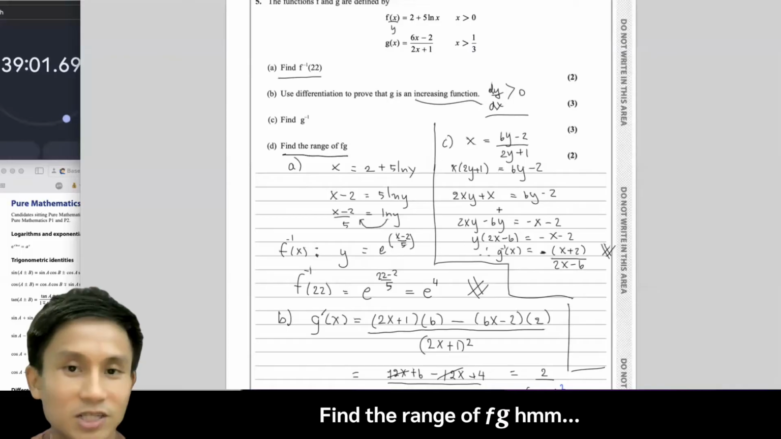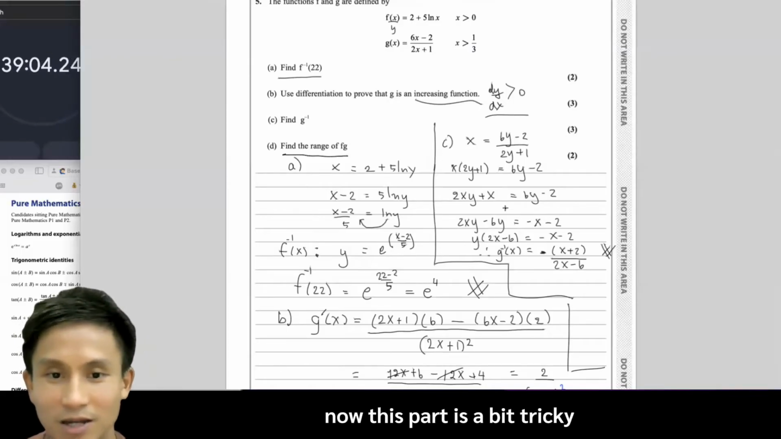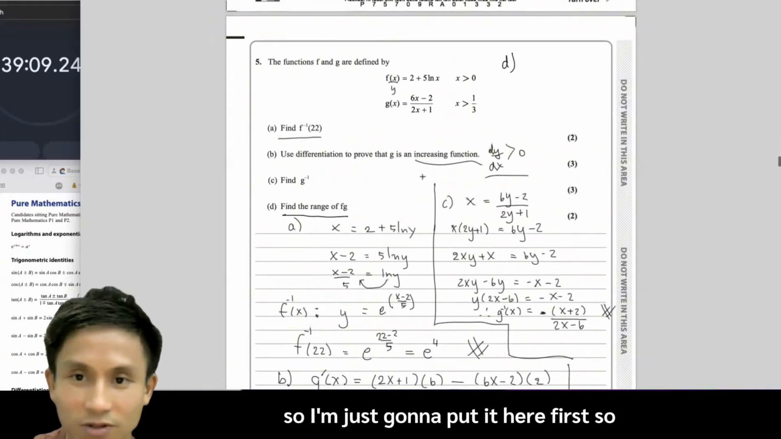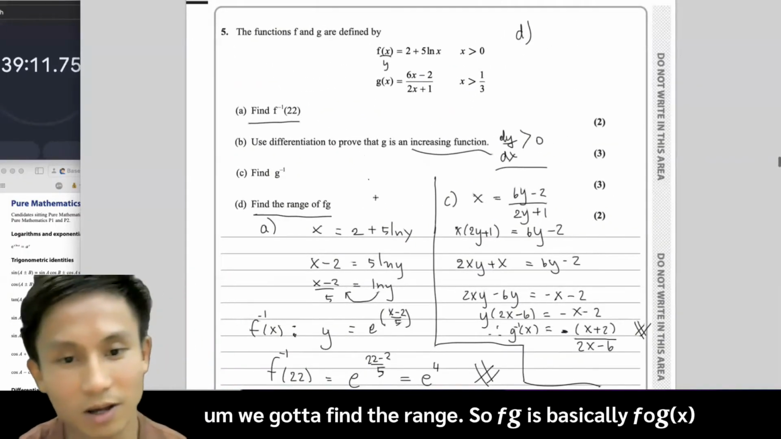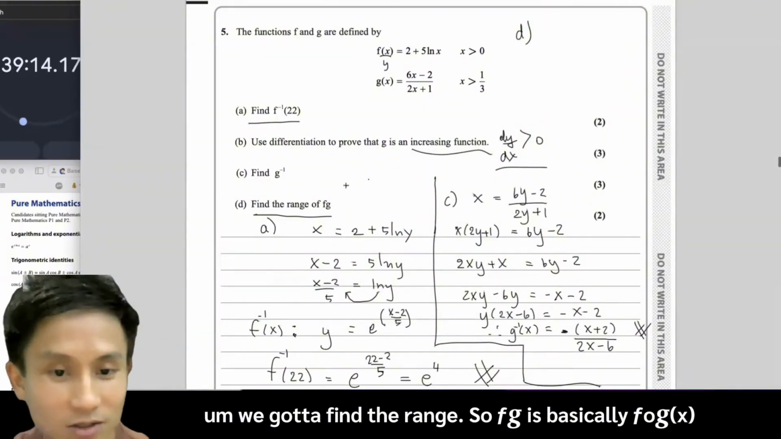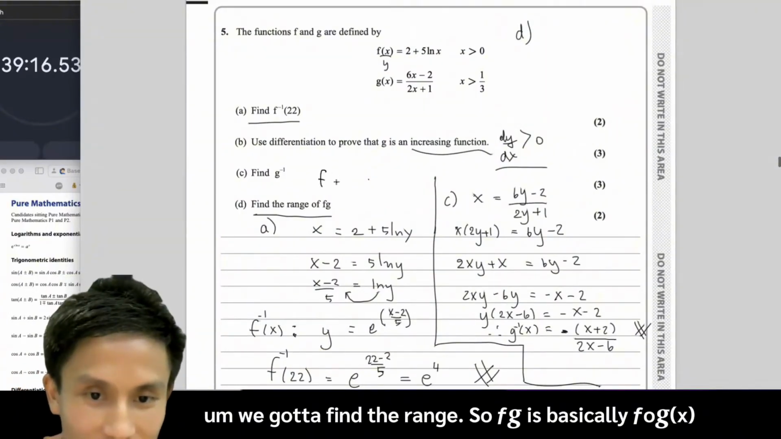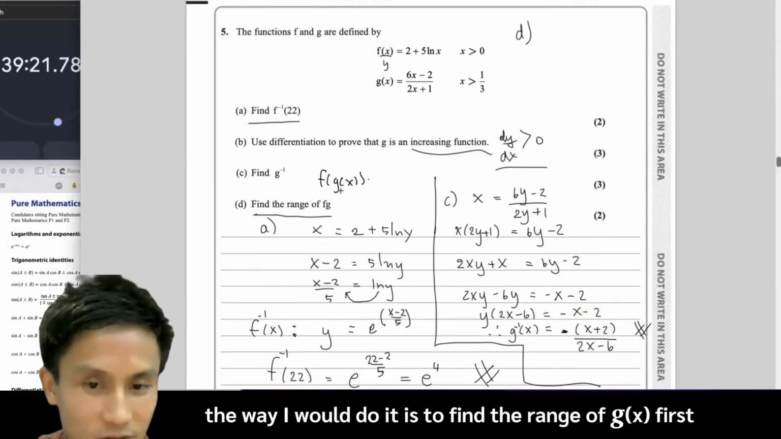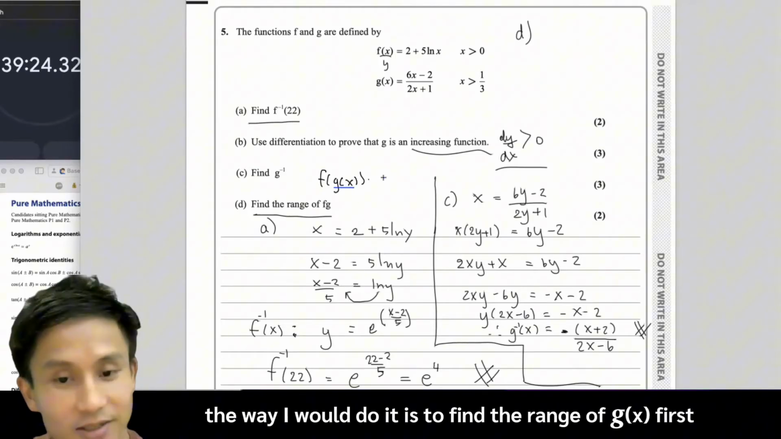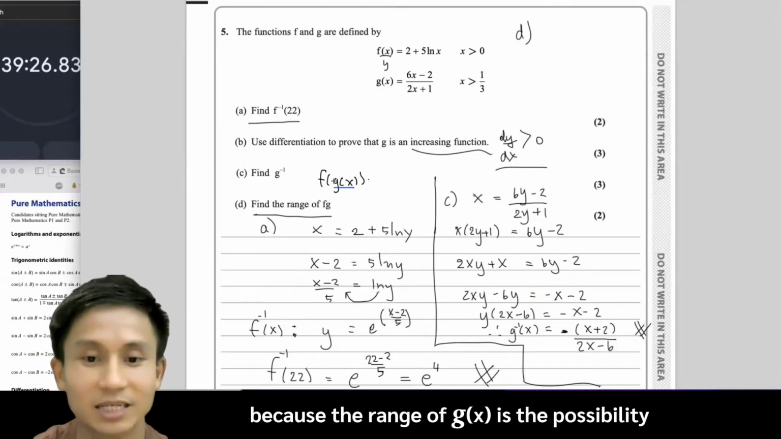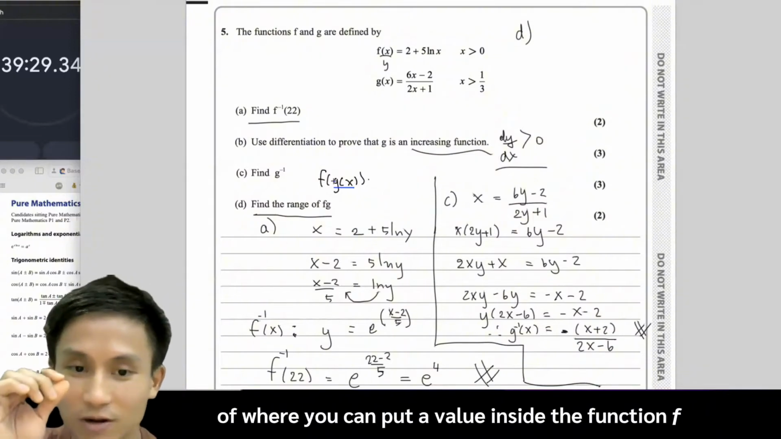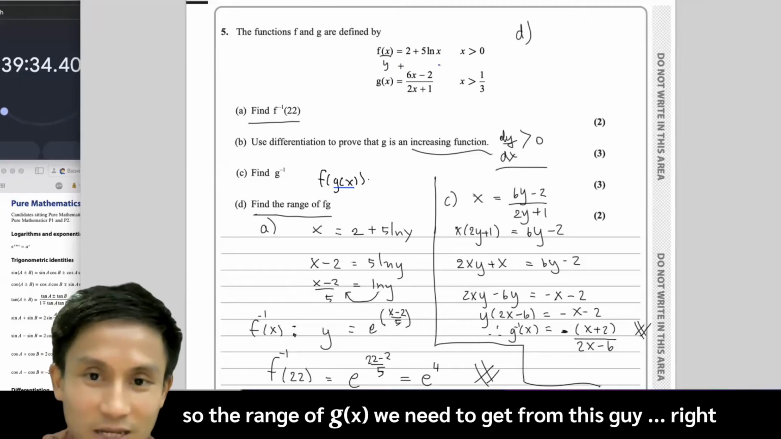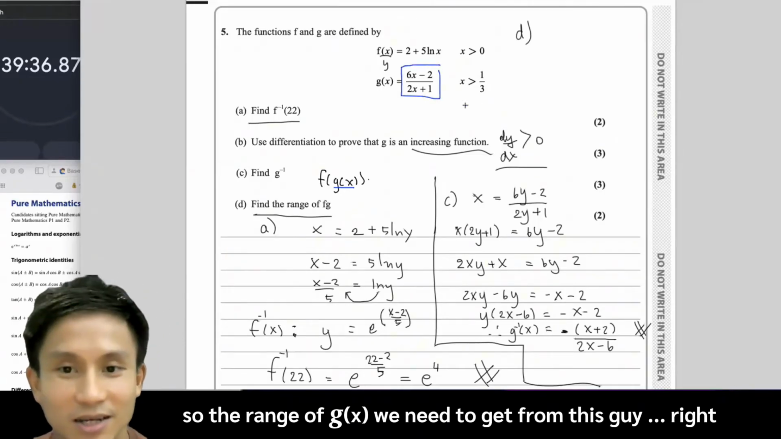Find the range of fg. Now, this part is a bit tricky, but here's how I do it, guys. So we've got to find the range. fg is basically f of g(x), right? The way I would do it is to find the range of g(x) first, because the range of g(x) is the possibility of where you can put a value inside the function f. So the range of g(x) we need to get from this.